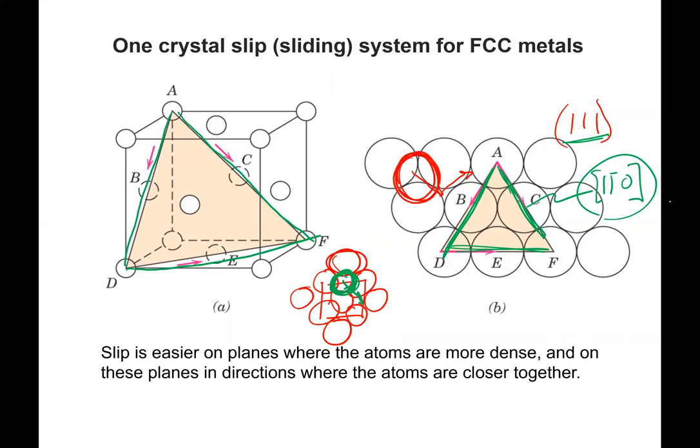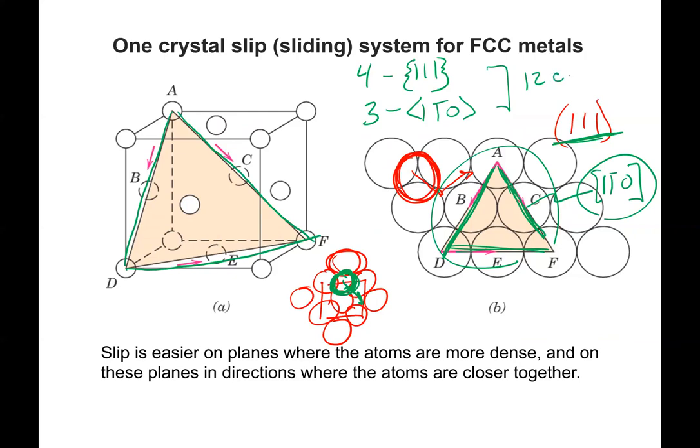those types work. And there's 3 of them you can see here for each of the 1-1-1 type planes. Okay. There are 4 1-1-1 type planes. I'll write it as a family now. And there are 3 1-1-0 type family directions that are on each plane. And so this gives you 12 possible choices or slip systems that are active.